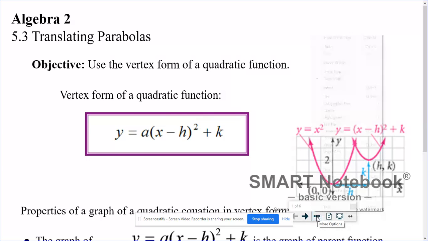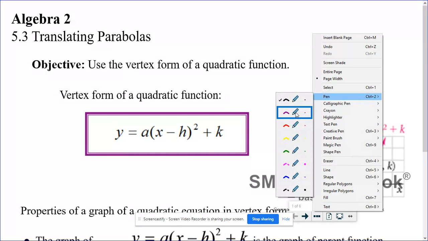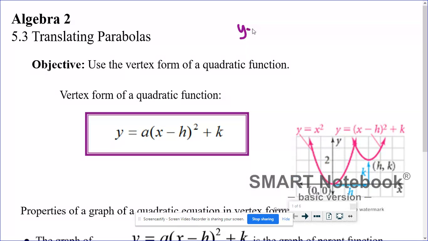So to recall, standard form is ax squared plus bx plus c. Vertex form is a times x minus h squared plus k. If you notice, the a's are the same. Well, the a's are going to be the same. They're going to tell you the same information.